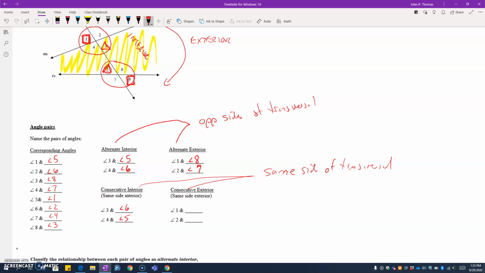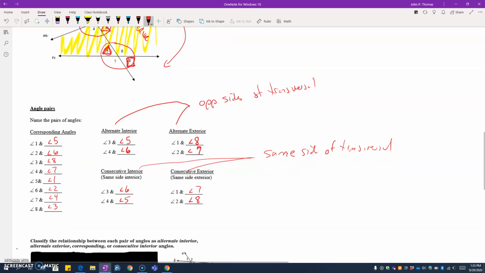And then last but not least is consecutive exterior. So same side but outside of the yellow region, so like 1 and 7, because 1 and 7 are both on the same side of the transversal and both exterior. And then angle 2 and angle 8. So again, we're going to have to look at pictures and be able to identify those.